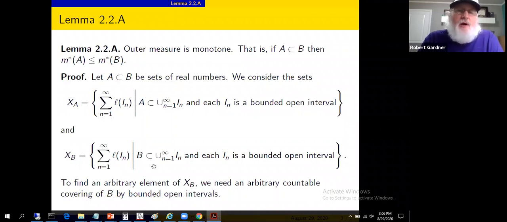Same thing for B. Cover it with bounded open intervals, I sub n, and sum up their lengths. Do that for various coverings. X sub A is all such sums of coverings of A. X sub B is the sum of all such lengths of intervals of coverings of set B. All right. To find an arbitrary element of X sub B, we need an arbitrary countable covering of B by bounded open intervals. Quick observation, hey, if you cover B, you're also covering A. And informally, that's what makes this tick.